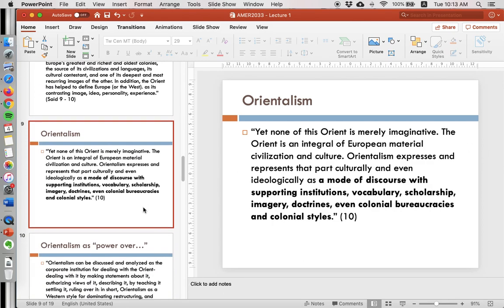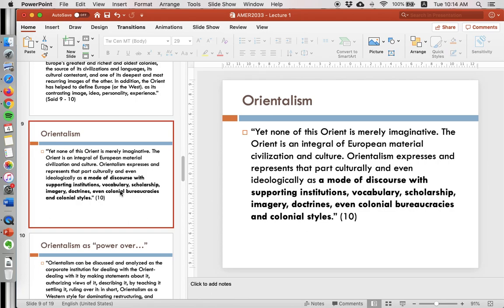Okay? So when he says mode of discourse, what he's saying is that if you create a discussion and you focus that discussion entirely on this other place, by focusing the discussion on that place and defining what that place is, then you are enacting a power over that place and the people there and telling them what they are in order to solidify your own authority over that group of people.